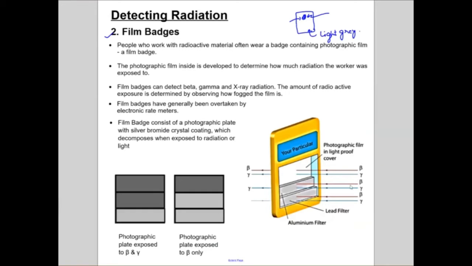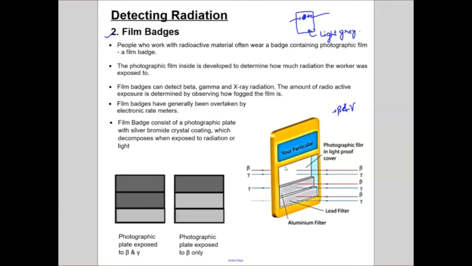Usually, this film badge is only used for measuring beta and gamma radiations, although it could measure alpha. Not really, it won't be able to measure alpha. It can only be used to measure beta and gamma radiations. That's a question for you in the tutorial section. So these film badges could measure only beta and gamma radiations.